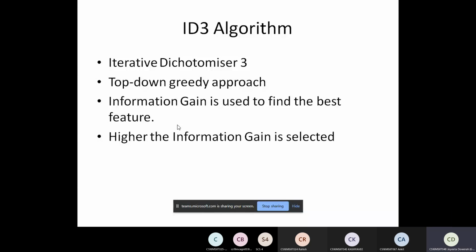It mainly uses information gain to find the best feature. That calculates the reduction in entropy and measures how well a given feature separates or classifies the target classes. So the higher the information gain, the better, and that feature is selected. It's the best one to select.